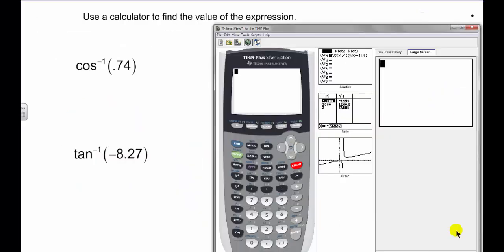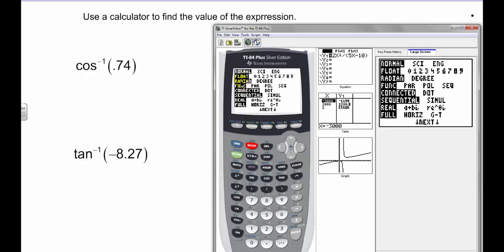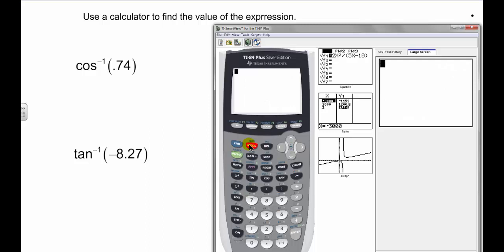So these next problems will require a calculator. One of the things you need to make sure of on the calculator is that you've got it set in the right mode. Our book's going to ask for answers typically in radians. So if you hit your mode button, you should make sure you're in radian mode, which I am. And then it's just a case of typing it in as you see it. So we take the inverse cosine of 0.74 and get a value of 0.737-ish.